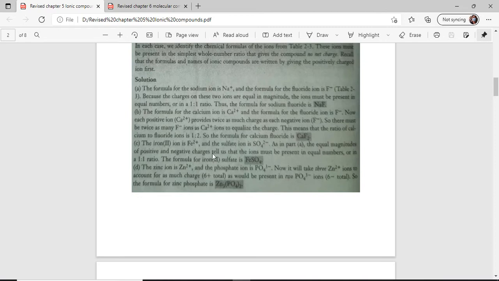Next, for your iron 2 or Fe2+, and your anion is your sulfate. Your sulfate is a polyatomic ion, which is composed of sulfur and oxygen 4.